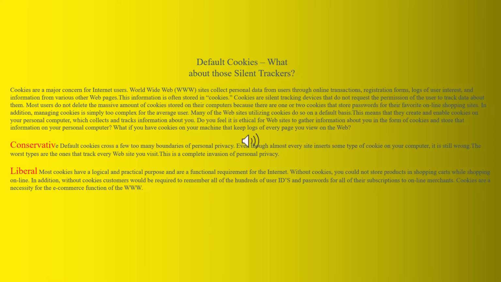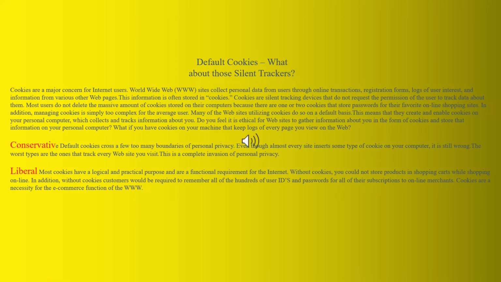Default cookies. What about those silent trackers? Cookies are a major concern for Internet users. World Wide Web or www sites collect personal data from users through online transactions, registration forms, logs of user internet activity, and information from various other web pages. This information is often stored in cookies. Cookies are silent tracking devices that do not request the permission of the user to track data about them.